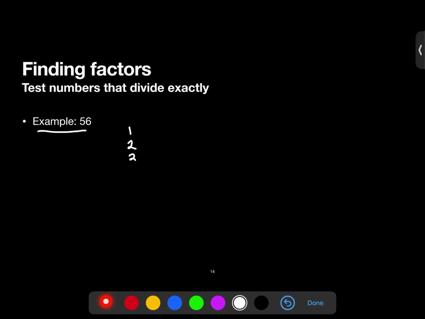Now we have 3. Is 3 a factor? Correct. It is not. So now we will try 4. Yes. Next, we have 5. No. We'll try 6. Is 6 a factor of 56 or not?